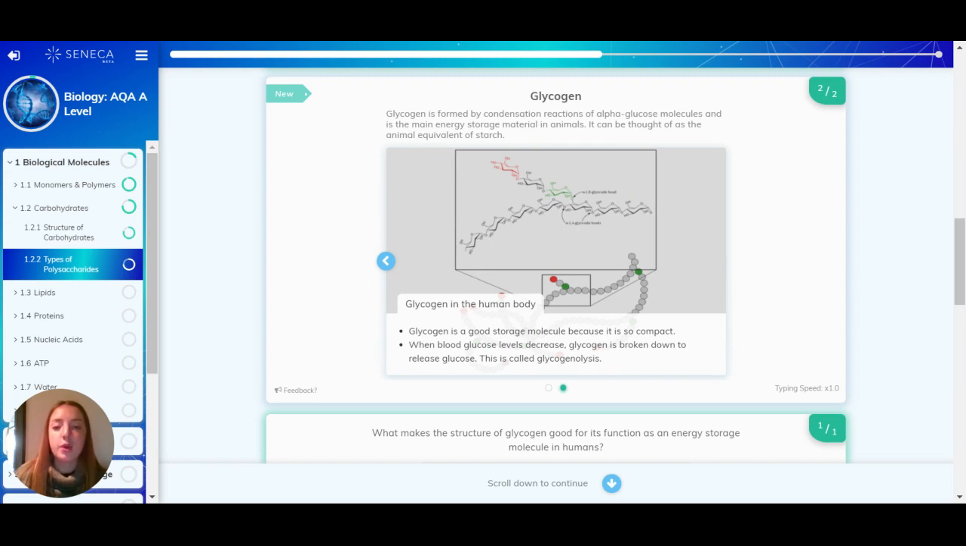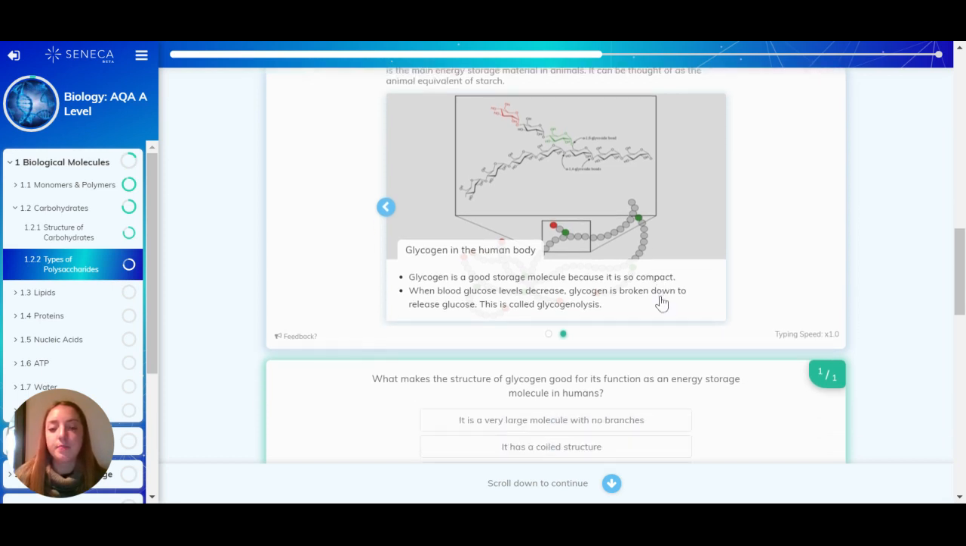Glycogen is a good storage molecule because it's so compact. This is because it's got a highly branched structure, so it can compact down well. When blood glucose levels decrease, glycogen is broken down to release glucose, and this is called glycogenolysis.